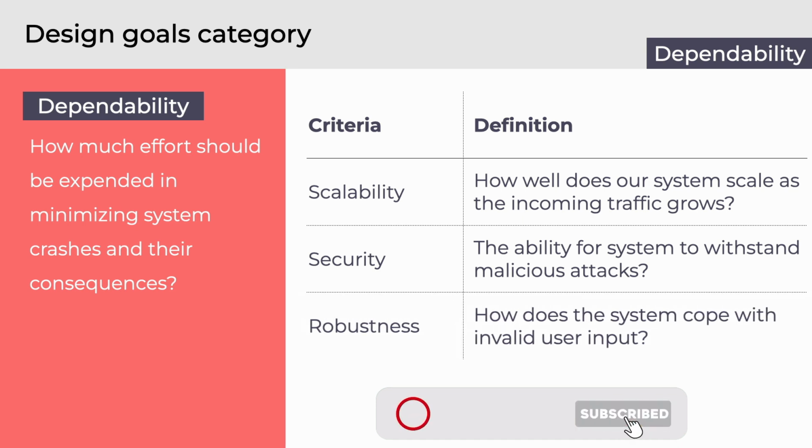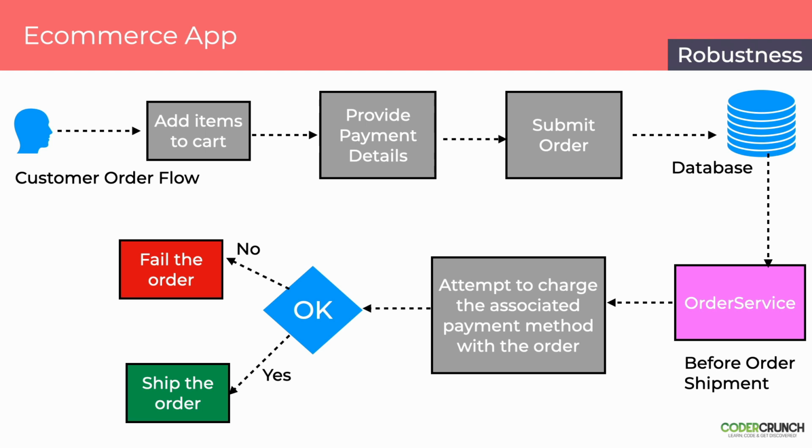Robustness is defined as the ability of the system to cope with invalid user input. We are all humans and we make mistakes. Likewise, the users of a system can provide invalid input data, and that can cause a system to malfunction and not work as intended. For example, let's say a system requires the customer provide a payment before the orders can be shipped out. In the order submission flow, we enable our customers to provide their credit card or debit card that will be charged for the order.